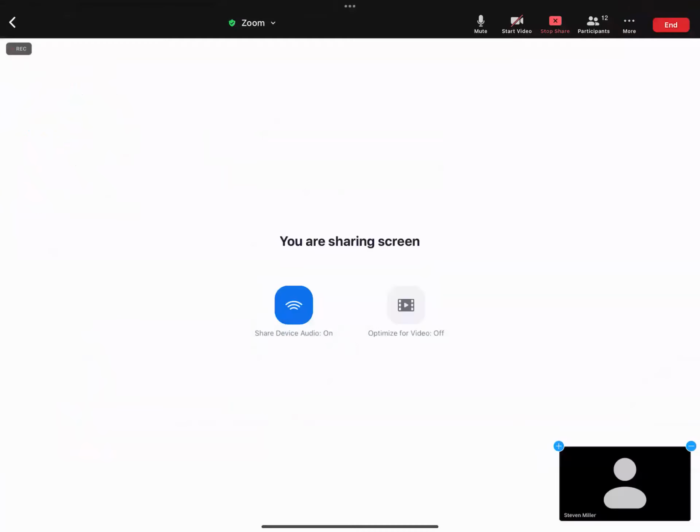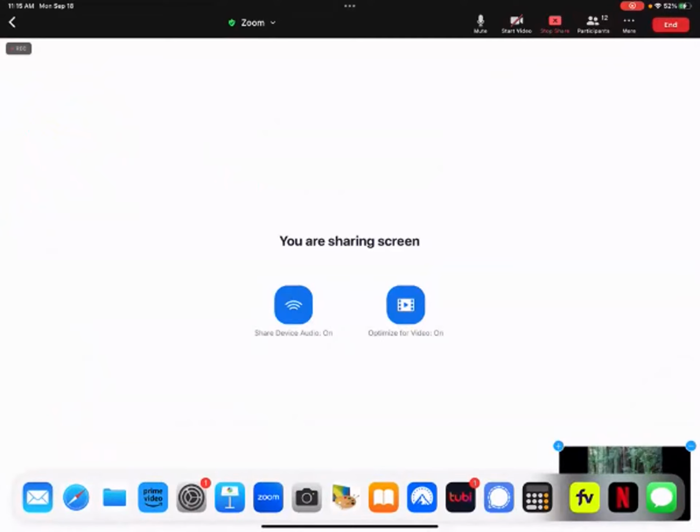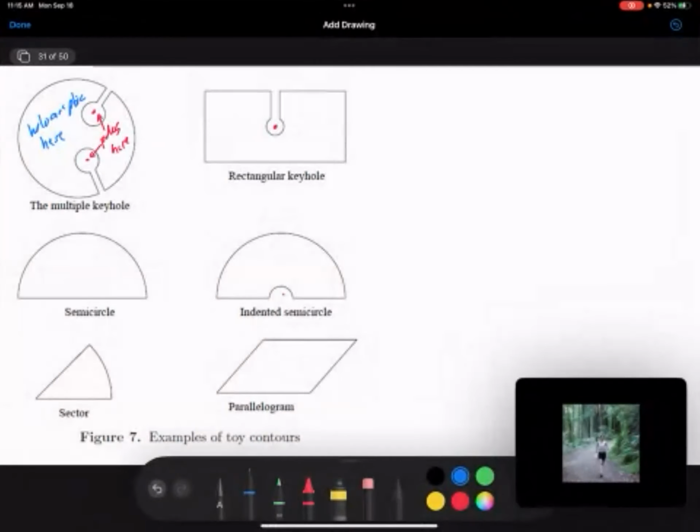Is it no longer sharing the screen? It's not. This is why I have the iPad, so that I can see technical failures in real time. And so this is why we have contours like this.